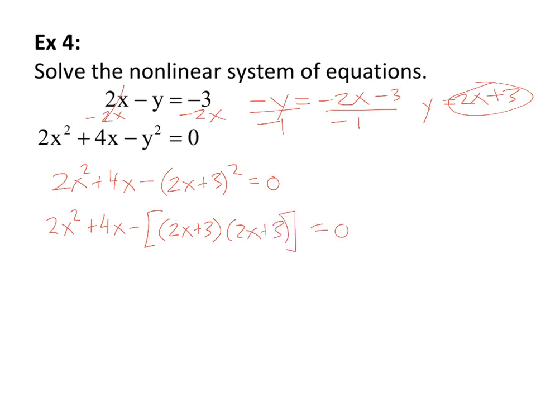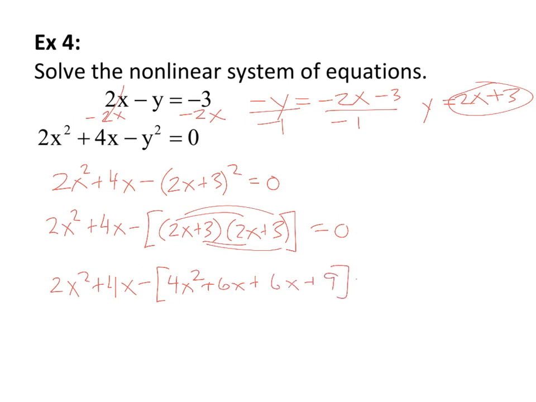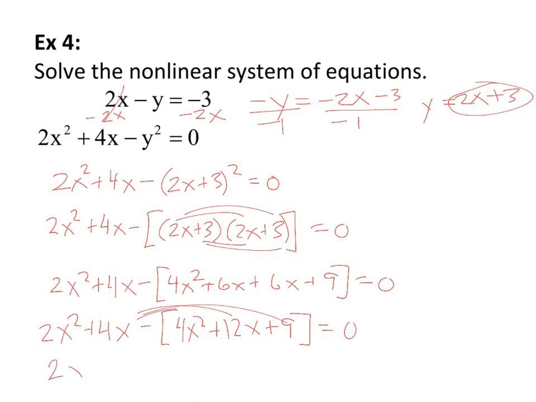Okay, then I have to FOIL. So I end up with 4x squared, and then I have plus 6x plus 6x plus 9. All right, then I have 2x squared plus 4x minus (4x squared plus 12x plus 9). All right, now I have to distribute that negative. Be careful with that.